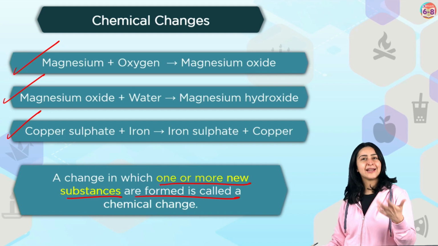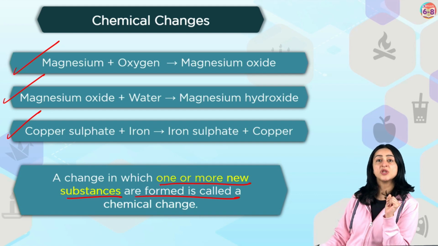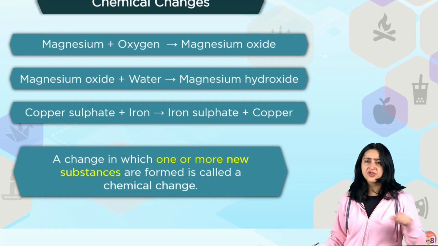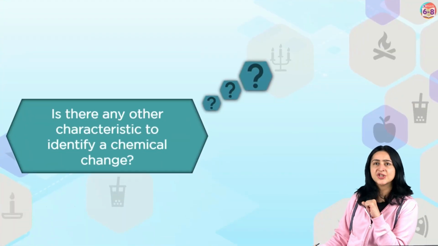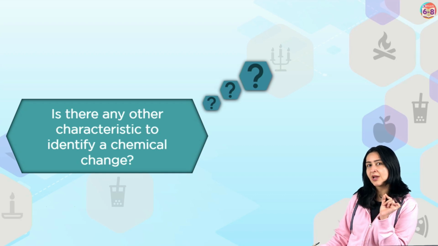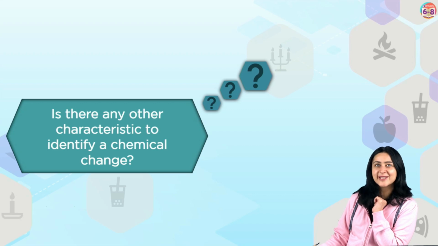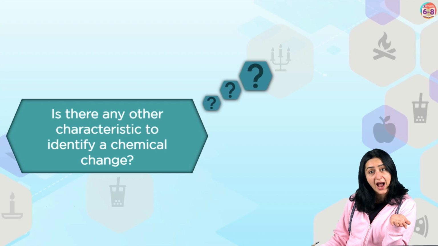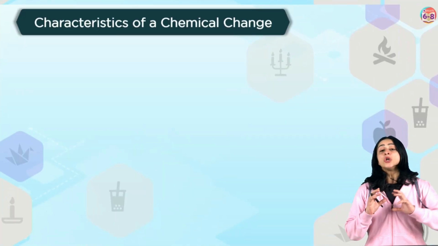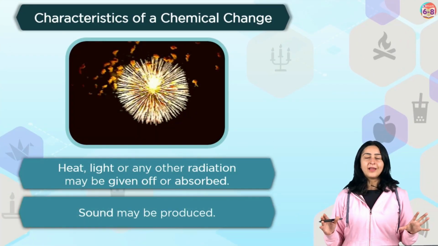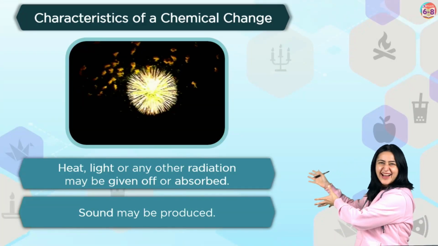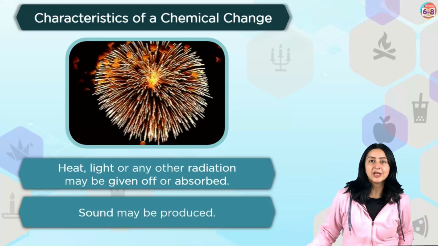But are there any characteristics? Like, for example, in physical change, we spoke about some physical properties changing, like change in shape, change in size, change in color. Similarly, for chemical changes, are there any giveaway signs to tell us, ooh, that's a chemical change, right? Are there any characteristics of chemical changes? Well, yes, there are. Let's discuss these. So first of all, I think the most wonderful example that I can give you is patakas, fireworks.